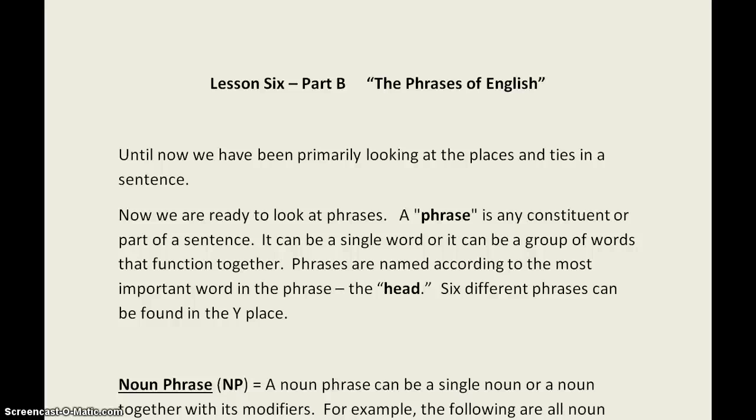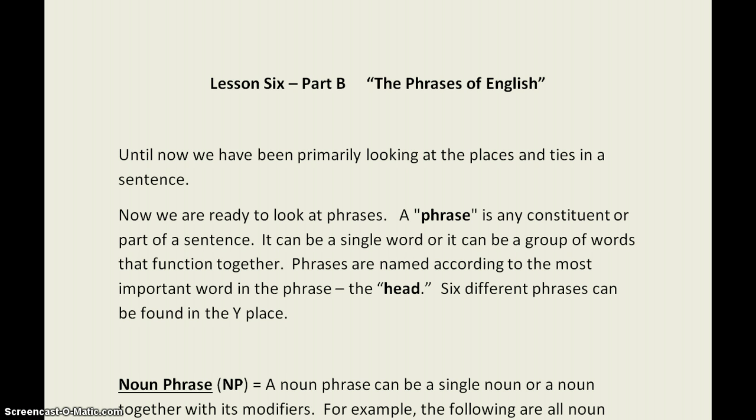Until now, we've been primarily looking at the places and the ties in a sentence. And now, today, we're ready to continue and to begin to look at phrases. A sentence really isn't made by stringing words together, just one word follows the next. Sentences are actually formed by first putting words or phrases together and then putting phrases in places.